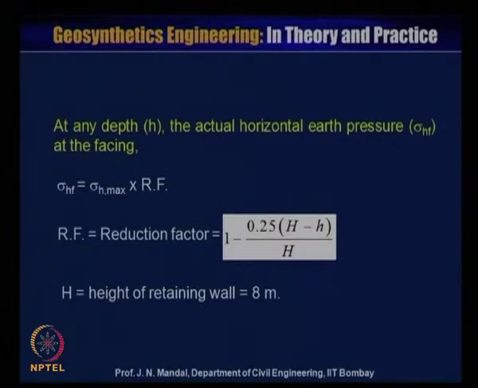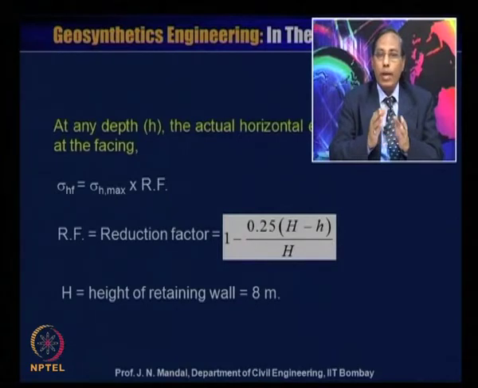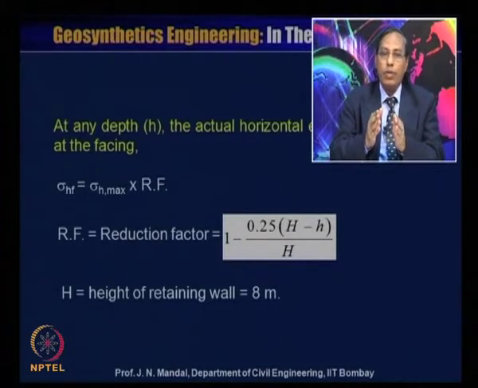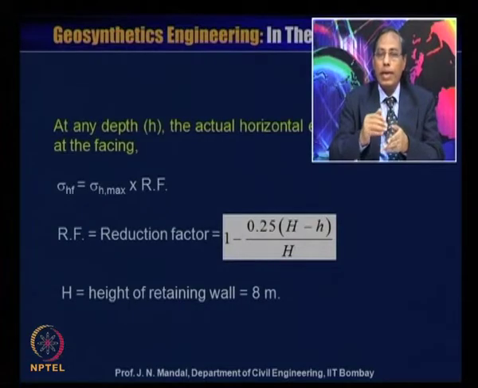So at the facing, sigma HF will be equal to the maximum earth pressure, sigma H maximum, into RF, where RF is called the reduction factor. And this reduction factor can be determined with this equation: 1 minus 0.25 into capital H minus small h divided by capital H, where capital H is equal to the height of the reinforced soil wall. At any depth you can calculate that h value. Suppose the h value is 5 meter, then you can calculate what should be the reduction factor.